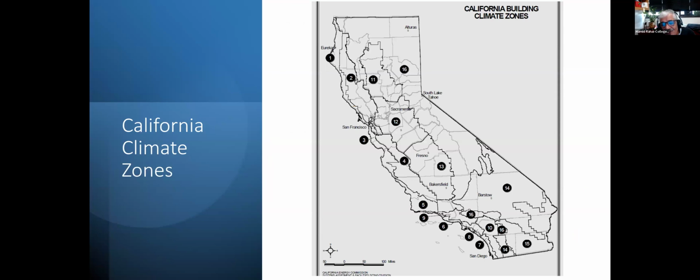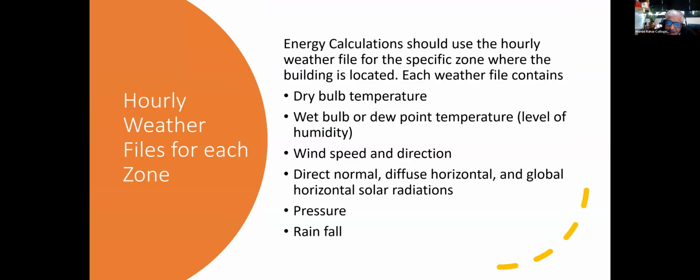These are the climate zones in California, starting close to Eureka as one, all the way to Southern California and the San Diego area, which gets to 15 and 16, Coachella Valley and others. Barstow area is 14, and so on. Each climate area has certain characteristics, and energy calculations should use the hourly weather file from the specific zone where the building is located.